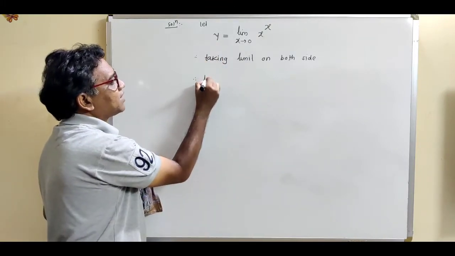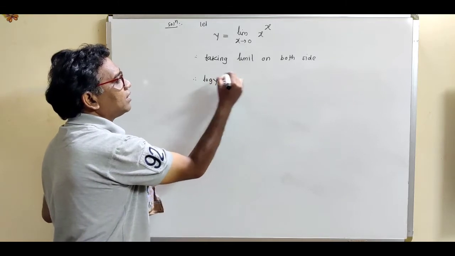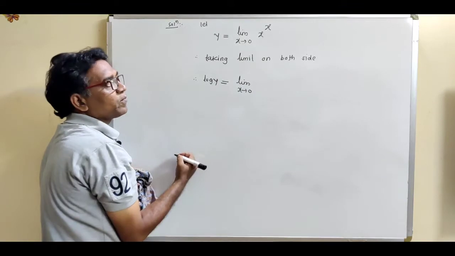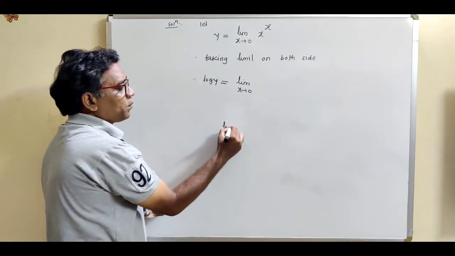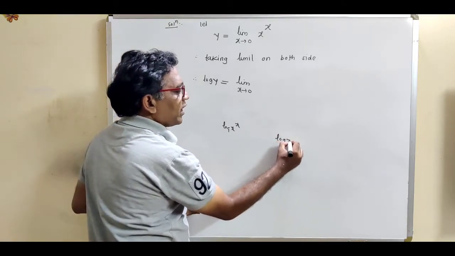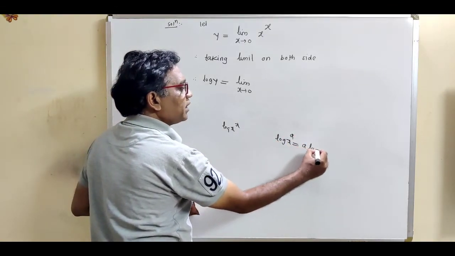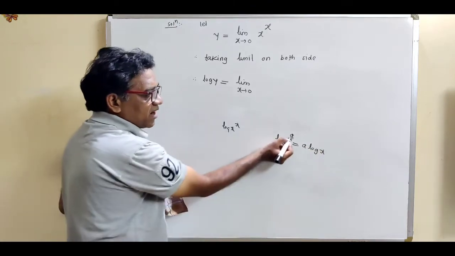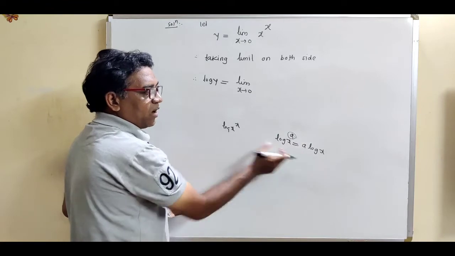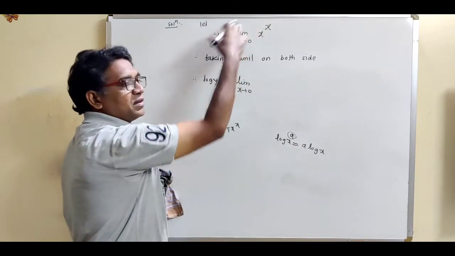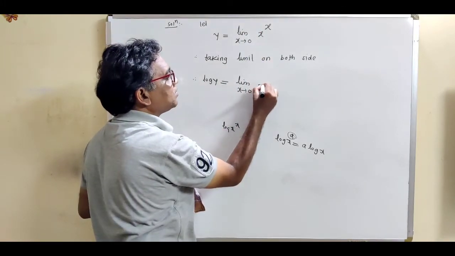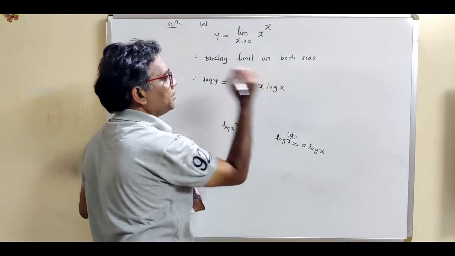Limit of left hand side, it is log y is equal to limit x tends to 0 of right hand side. Now if we take logarithm of right hand side, then this is the formula. Log x raised to a is given by the formula a log x. Just transfer this power term to this position. So this will be a log x. So use this formula. If we take the logarithm on both sides, then what is this term? Just transfer this x. So we get x into log x.